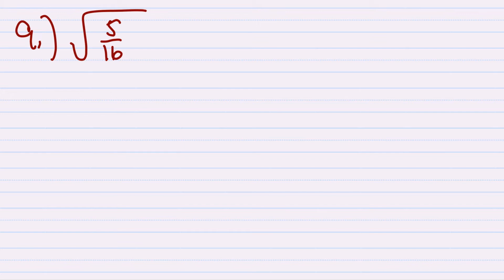Now, because it's a fraction, I don't want to mess with 5 and 16 as a fraction. So I'm going to take the radical to the top and the bottom. If you ever have a fraction inside the radical, you have to split the radical up. So the square root of 5 over the square root of 16. Now I just do everything I did before.